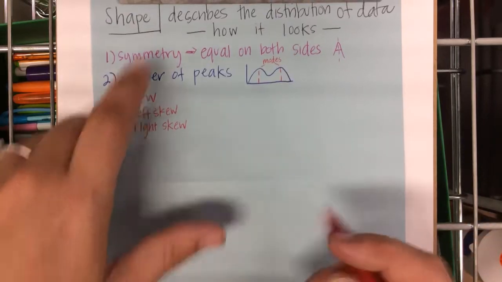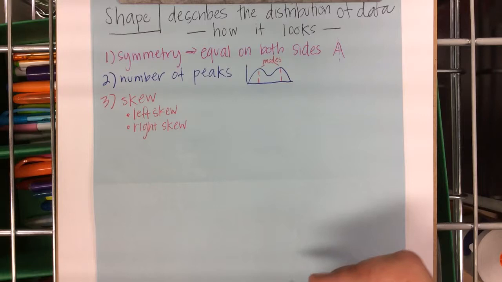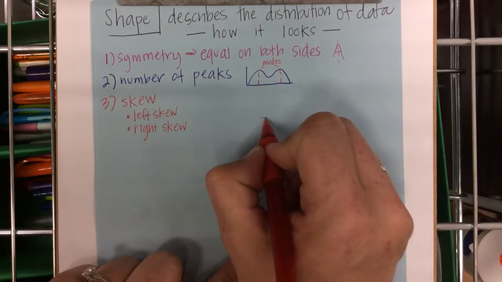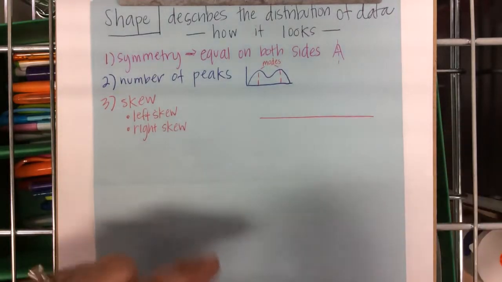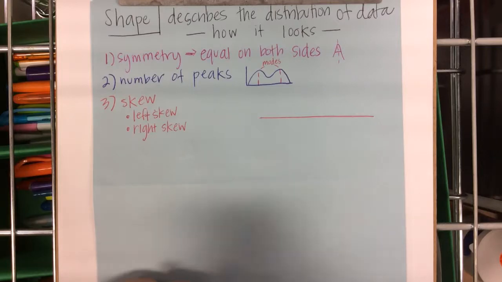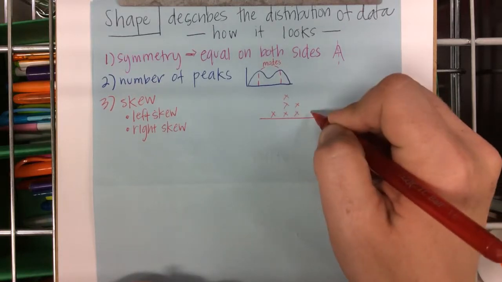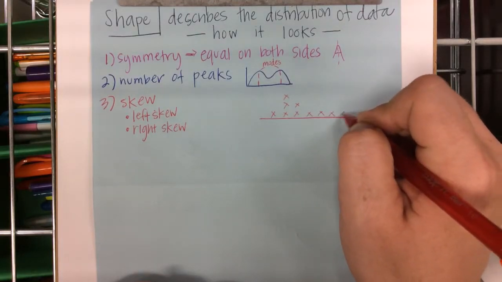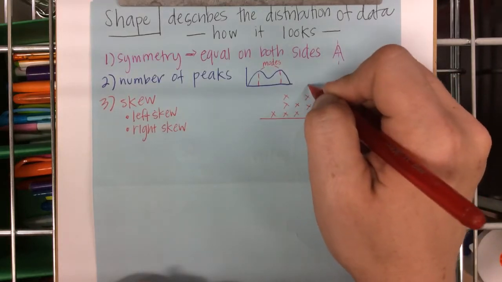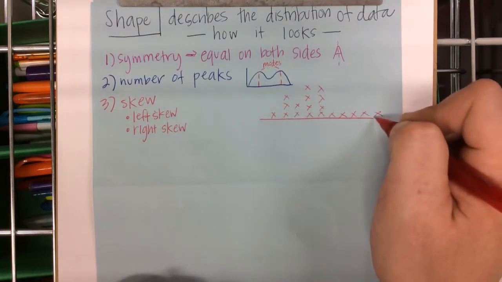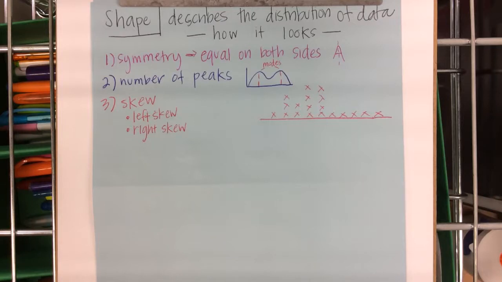And skew can happen, or symmetry, or number of peaks. Those can all happen in any type of graph that we've made so far. Let's make a quick number line. We don't need numbers on it, but we can just talk about a dot plot. I'm just making stuff up. It doesn't have to be perfect. Something that looks similar to that. Doesn't have to be exactly mine. But here's a dot plot.